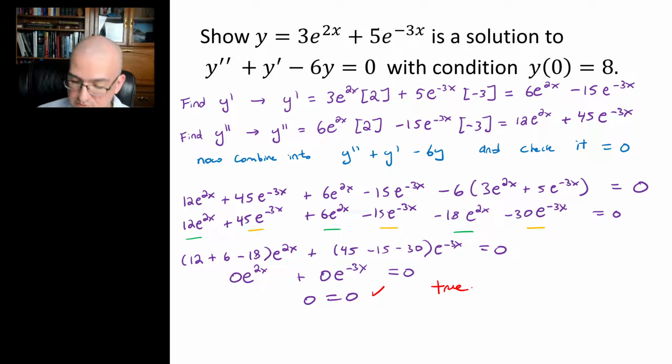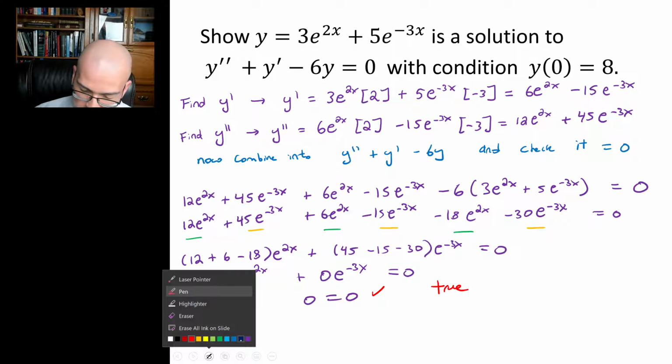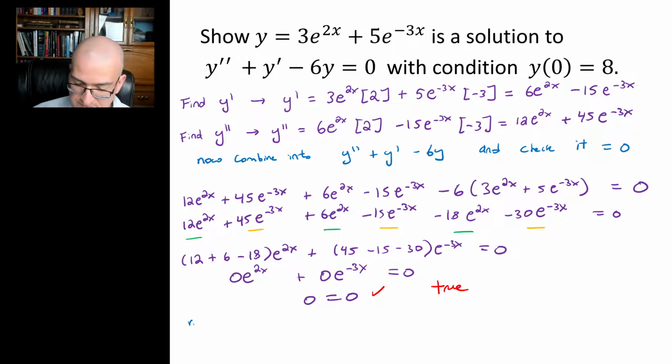And we have one more step to do. Now check that y of 0 is equal to 8.